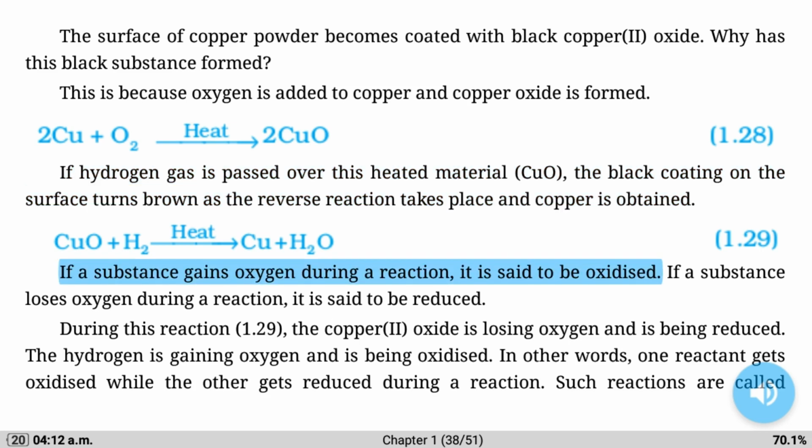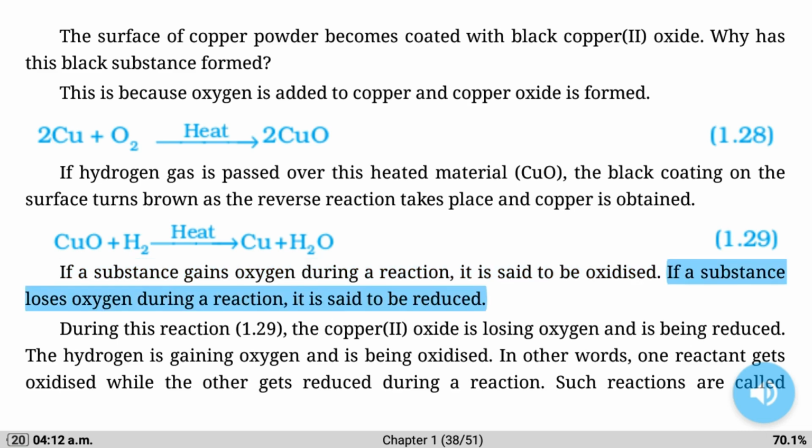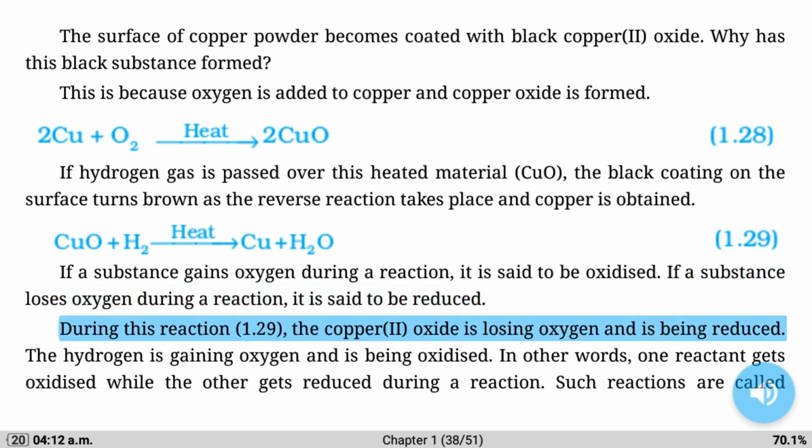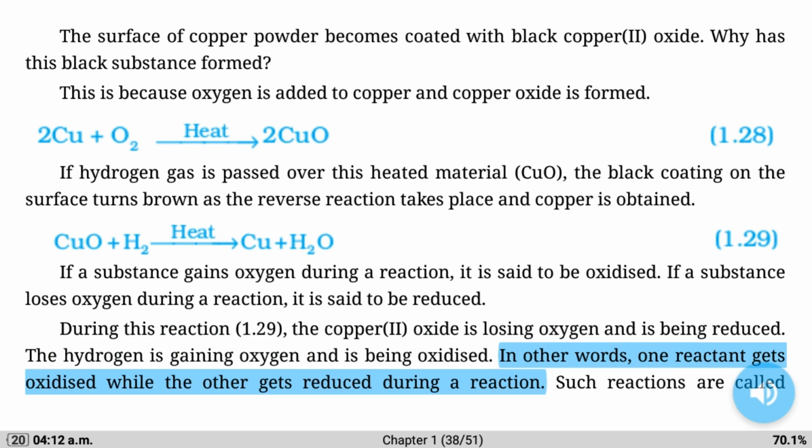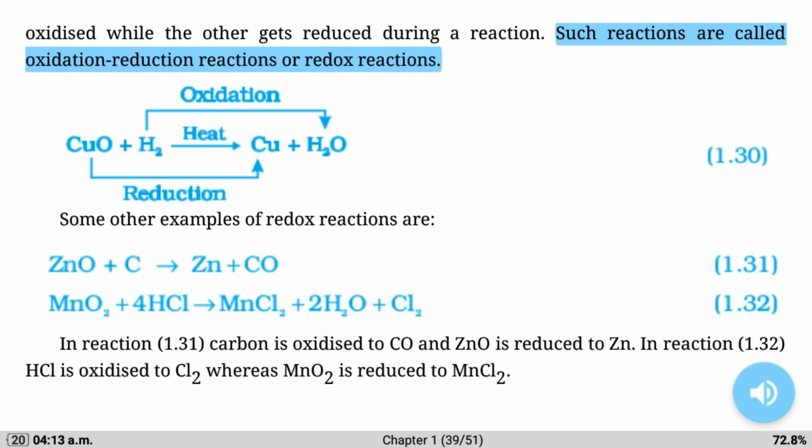If a substance gains oxygen during a reaction, it is said to be oxidized. If a substance loses oxygen during a reaction, it is said to be reduced. During this reaction 1.29, the copper oxide is losing oxygen and is being reduced. The hydrogen is gaining oxygen and is being oxidized. In other words, one reactant gets oxidized while the other gets reduced during a reaction. Such reactions are called oxidation-reduction reactions, or redox reactions.